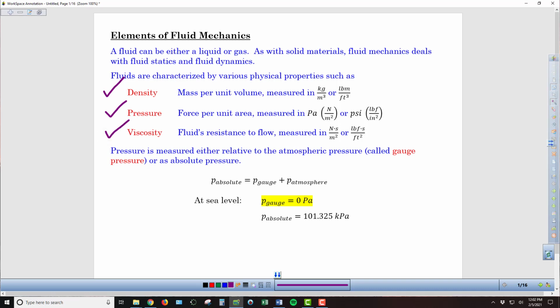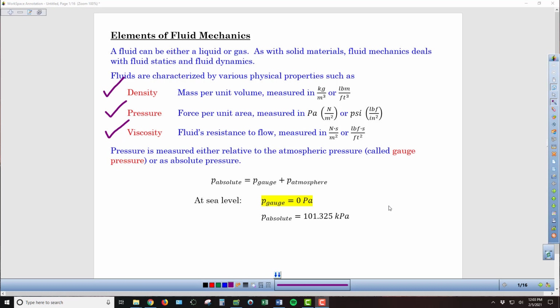And then a new material property that we're introduced to here is viscosity. So viscosity is a measure of a fluid's resistance to flow. That's measured in Newton seconds per square meter or pound force seconds per square foot, depending on if we're in SI or English units.